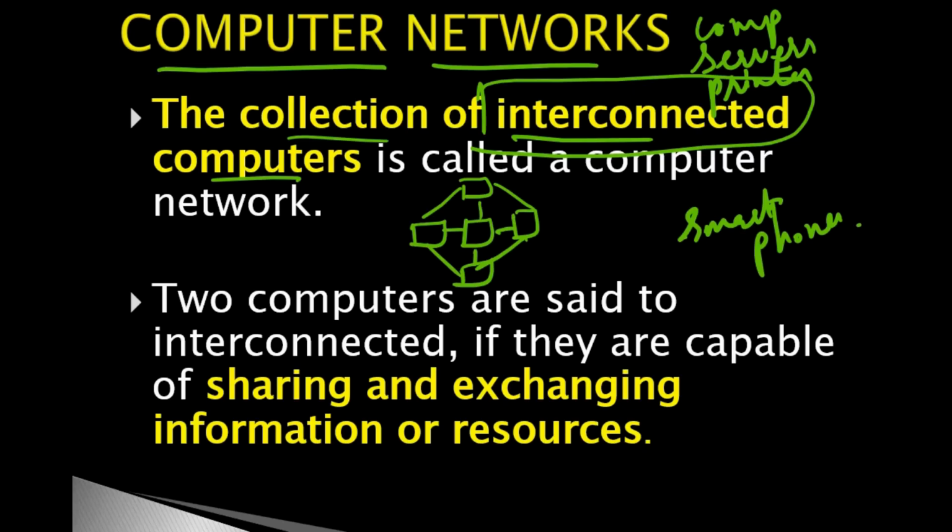For example, a real-time example: during the COVID time, or even now during online meetings, people share links with each other through the network. For that, we should make the computers interconnected through the network. Then only can we send and receive mails to and from the computer. So this is called interconnected computers. The next point is, two computers are said to be interconnected if they are capable of sharing and exchanging information and resources.